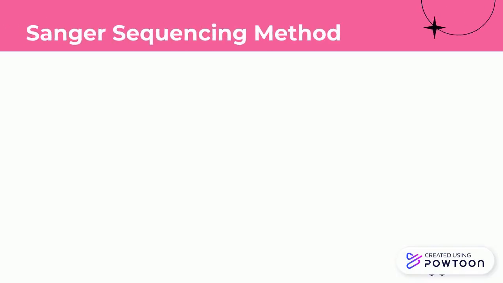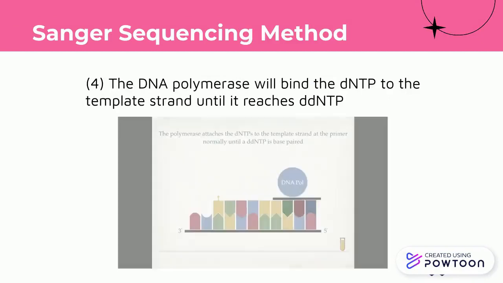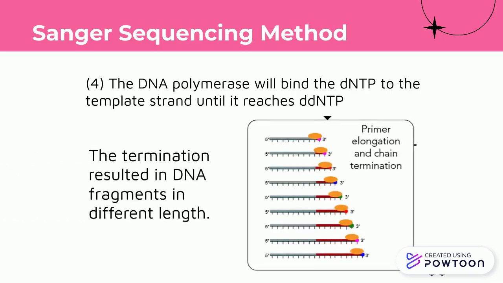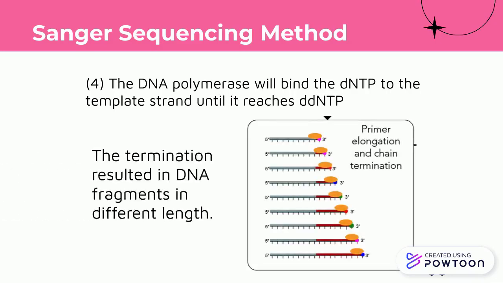After that, the DNA polymerase will bind the dNTP to the template strand until it reaches the ddNTP and stops. The termination resulted in DNA fragments of different lengths.